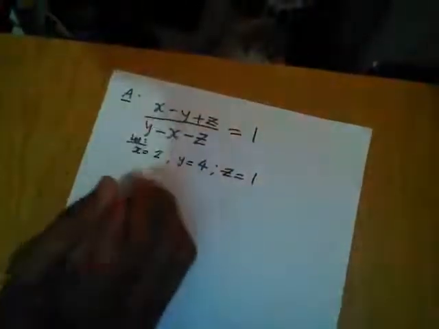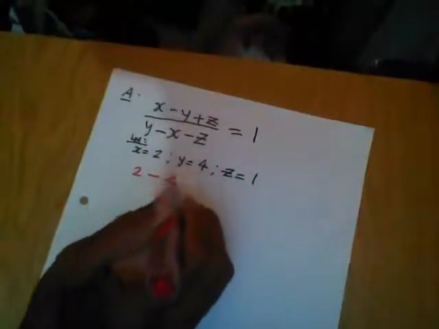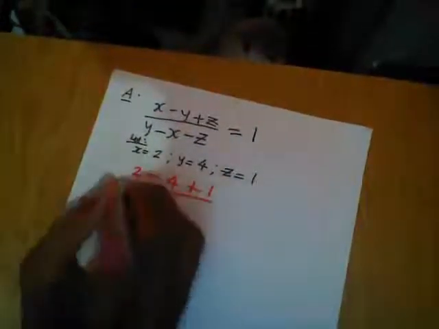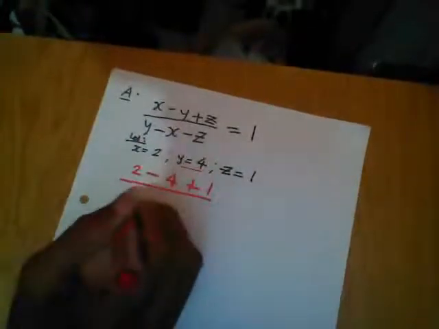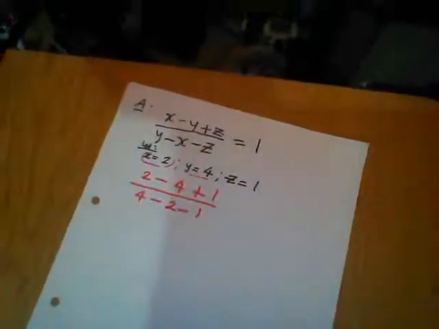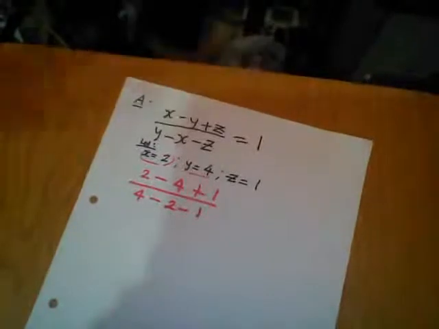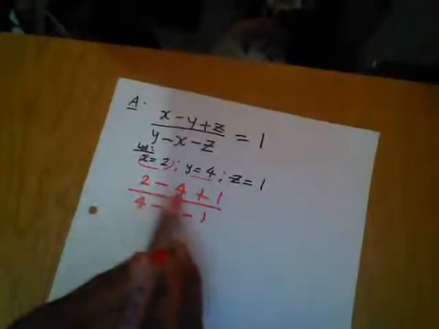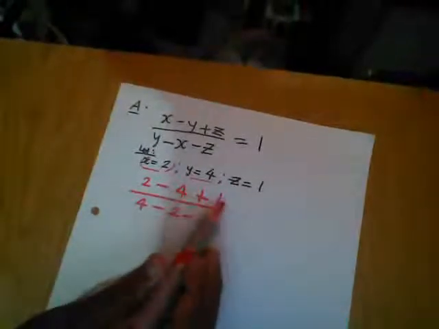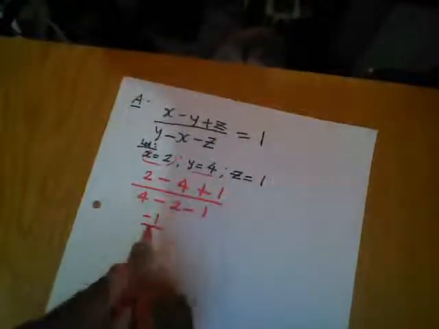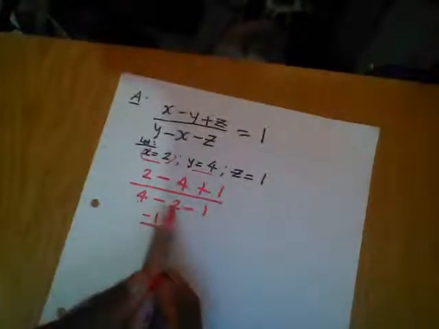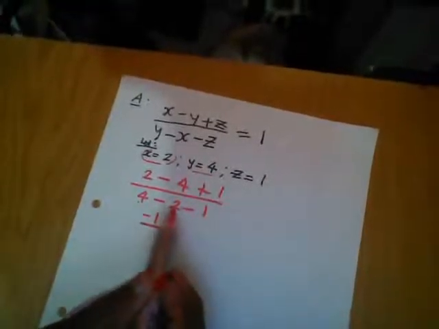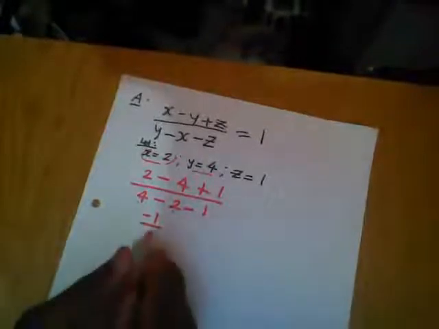What is x? x equals 2, minus y, and y equals 4, plus z, and z equals 1, over y, which is 4, minus x, which is 2, minus z, which is 1. Let's see if it equals 1. If it does, it's true; if not, it's not true. 2 minus 4 is minus 2, minus 2 plus 1 is minus 1. So minus 1 over 4 minus 2, which is 2, and 2 minus 1 equals 1.